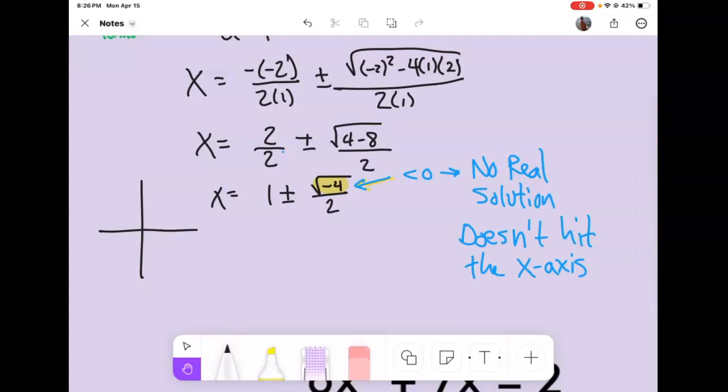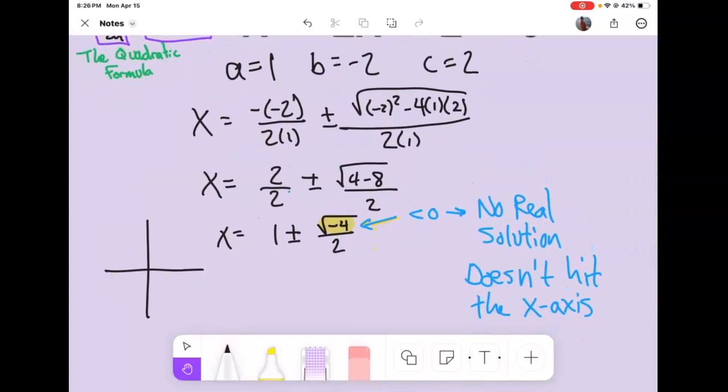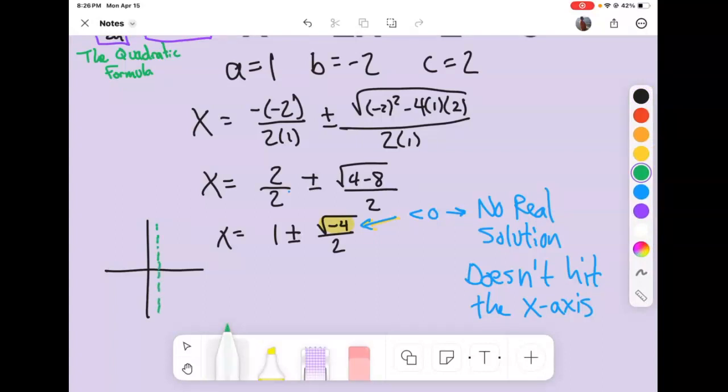So just as a quick sketch of this graph, looking at our original a value, we see a is positive, and our axis of symmetry here is 1. So we know that this graph is going to open upward, but you can see that it doesn't hit the x-axis. So that's why we have no real solution.